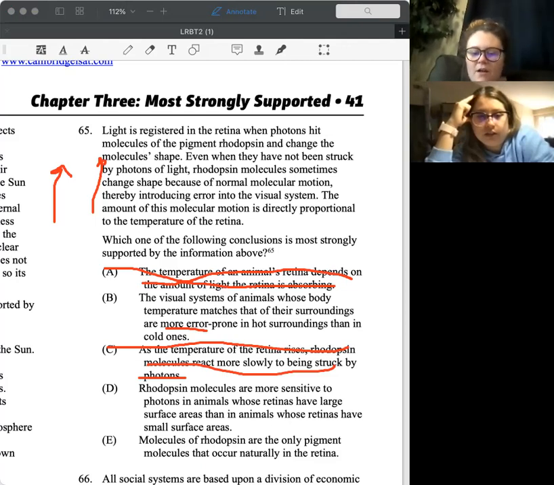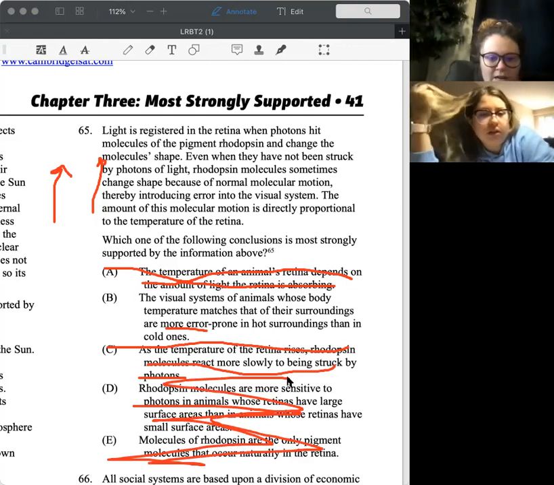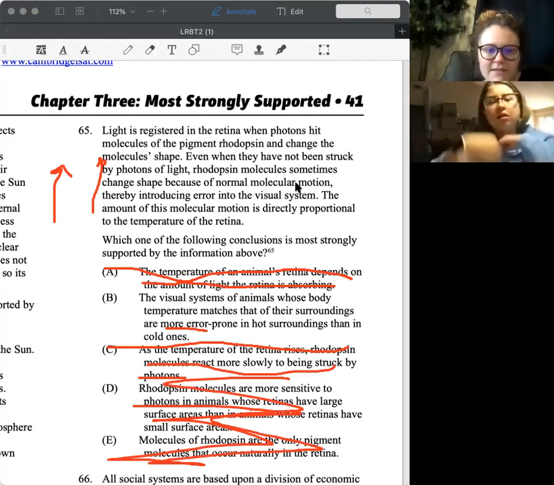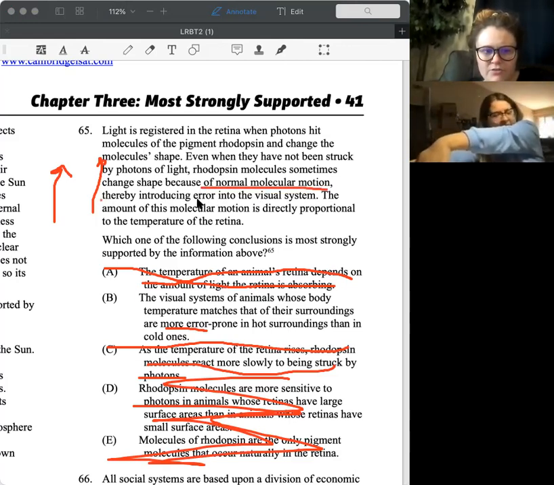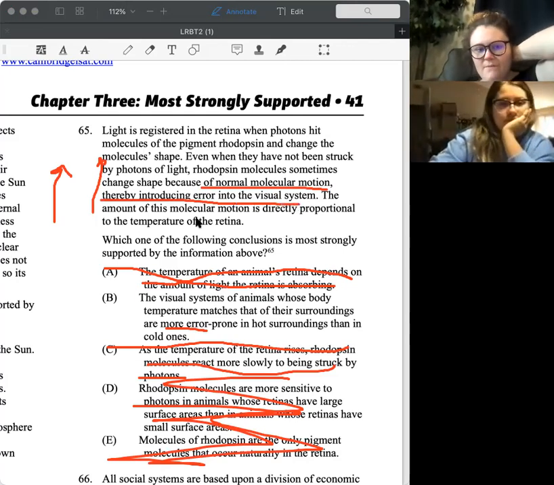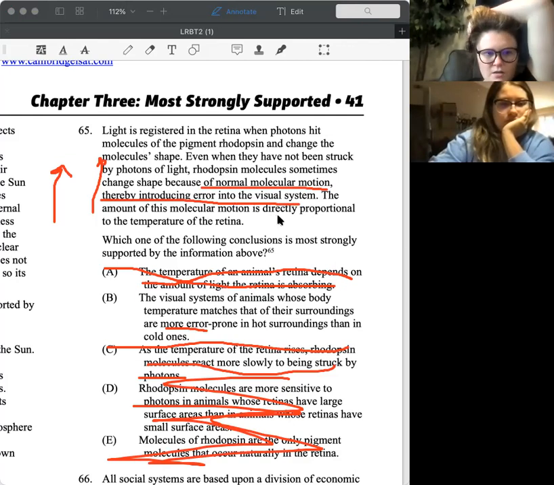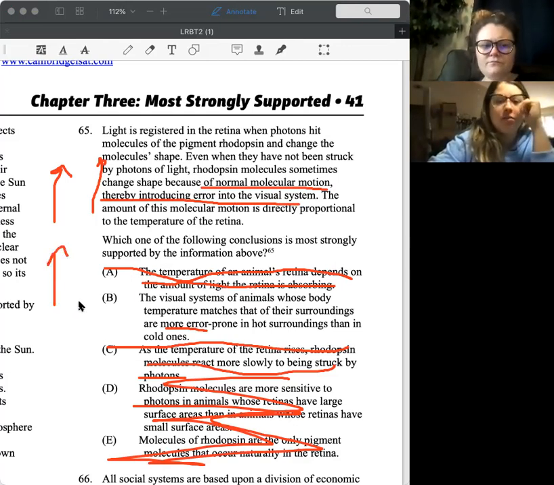Yeah, so I would have gotten to this one by process of elimination, but I don't like B at all, to be honest. How do we know that? Because it says that molecules sometimes change shape because of normal molecular motion, thereby introducing error in the visual system. The amount of the molecular motion is directly proportional to the temperature. They're assuming that the more molecular motion, the more error. Yeah, that's what I think it is too.